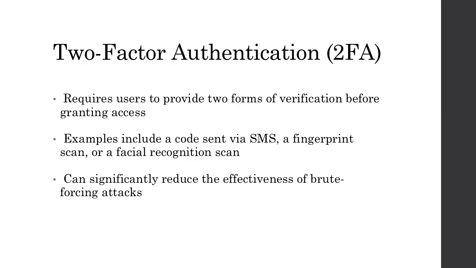In this example, the key, password, is the first factor. The neighbor confirming, second factor, is the second part. Just like how both factors are needed to get into the house, 2FA requires two forms of verification to grant access. This makes it harder for attackers to get in, as they'd need both pieces of info.